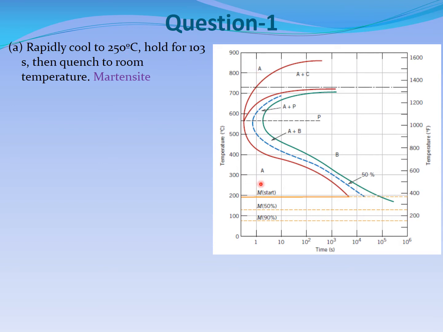Hold for 103 seconds. This is 10. This is 100. Right? So 103 is just here. So everything will be converted to martensite. Here martensites are there.